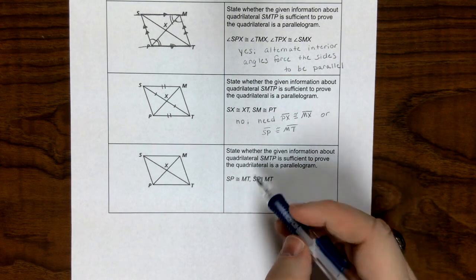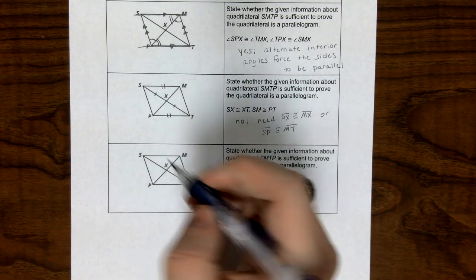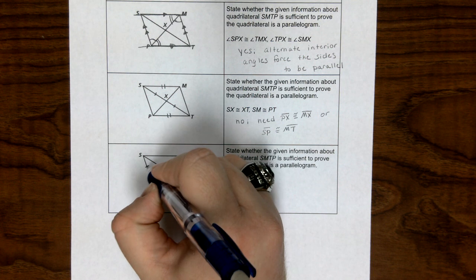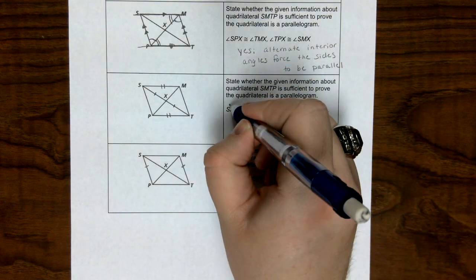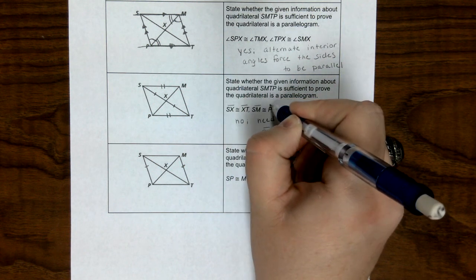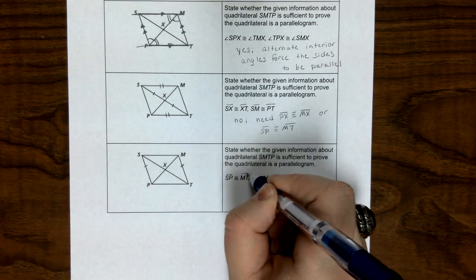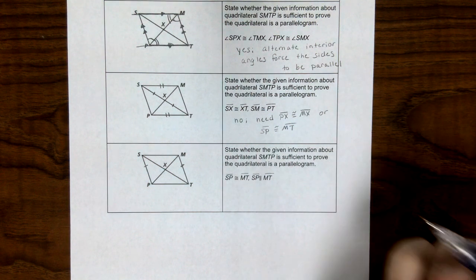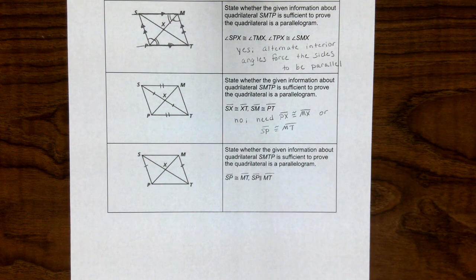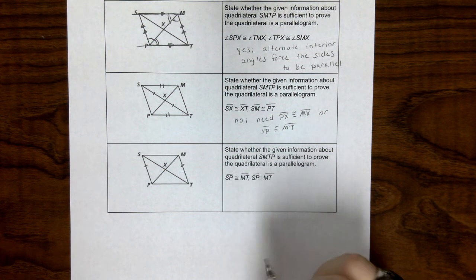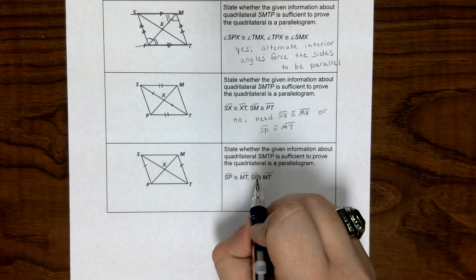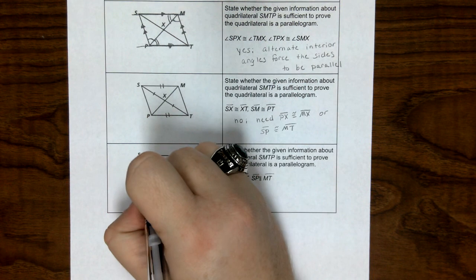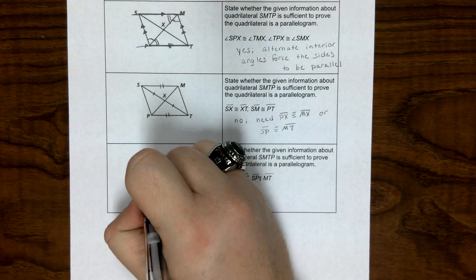Okay, let's see if this works. So we're going to say that SP is congruent to MT. Oh, and by the way, these should have segment bars on top. I forgot to add those for you. I just realized that. Those are supposed to have segment bars. I'm sorry, I forgot to add that for you. Anyway, SP is congruent to MT, and then they're saying SP is parallel to MT. So we need to add our parallel symbol, which is our little arrows.